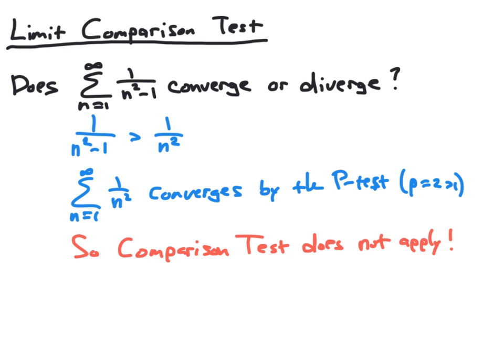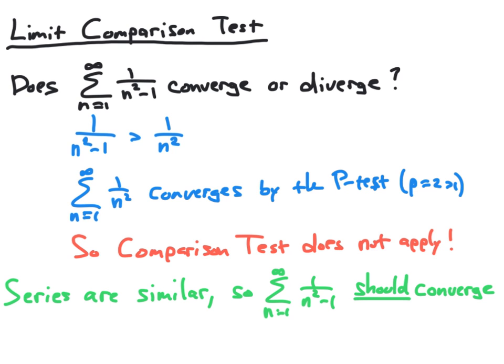It's easy to see that 1 over n squared minus 1 will always be greater than 1 over n squared for every value of n. And we also know that the series from n equal 1 to infinity of 1 over n squared converges by the p-test, since this is a p-series with a p-value of 2, which is greater than 1. Unfortunately, since our given series has terms larger than a convergent series, the comparison test does not apply. We don't have any information using the standard comparison test about our original series.